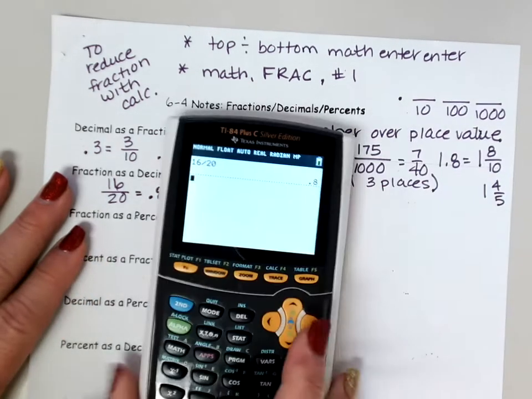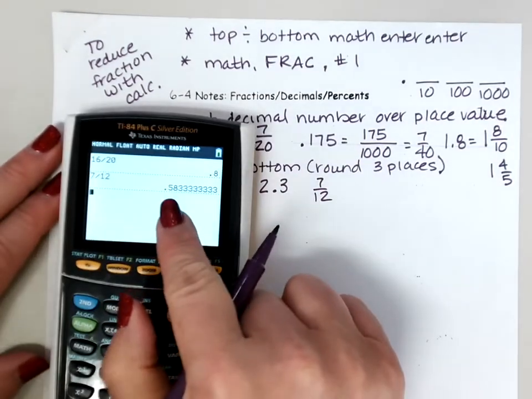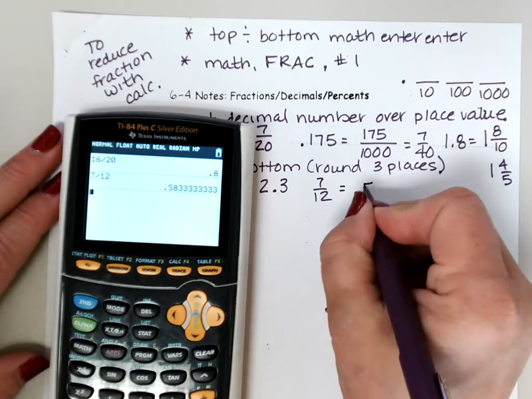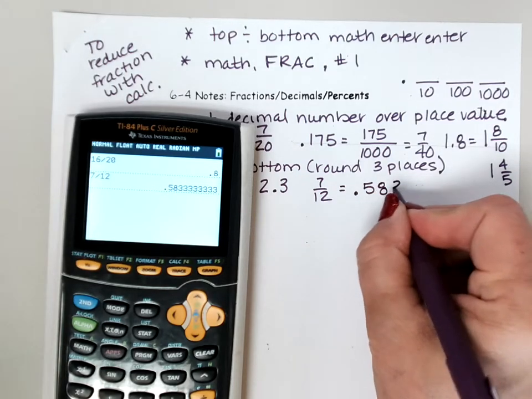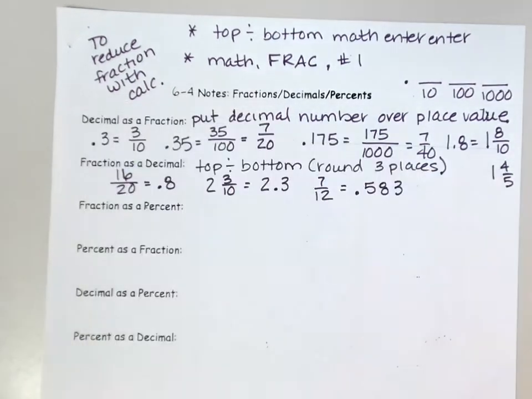7/12, a little trickier. So 7 divided by 12. And I said 3 decimal places, so I'm going to keep the 5, 8, and since there's a 3 and then another 3, I'm going to round. We're not going to use bars for these. So since there's 3 next to the 3, I'm going to round it to just 3.